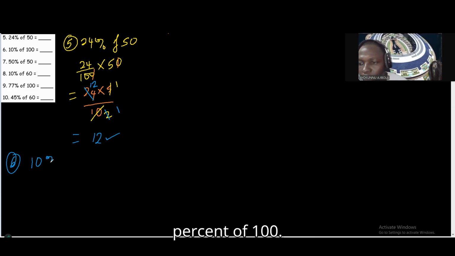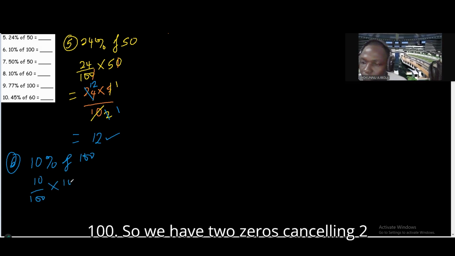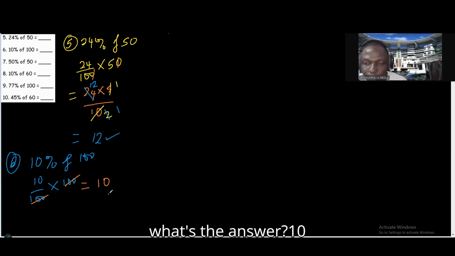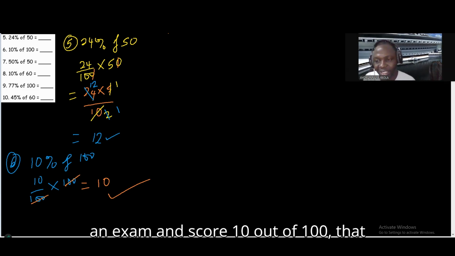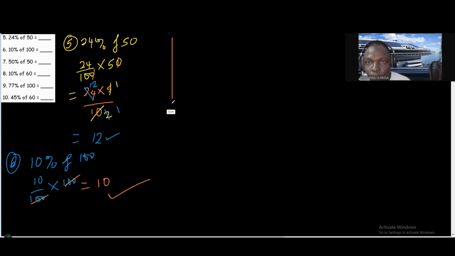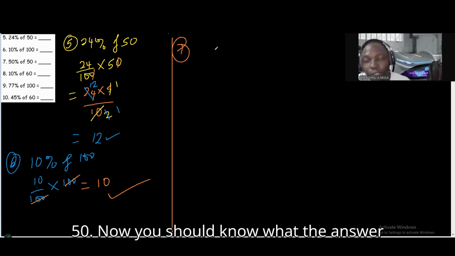Number 6, we have 10% of 100. So we have 10 over 100 times 100. So we have two zeros canceling two zeros. So it's only one that remains. So what's the answer? 10. So if a student attempts an exam and scores 10 out of 100, that means it's 10%. Okay. Number 7, we have 50% of 50.